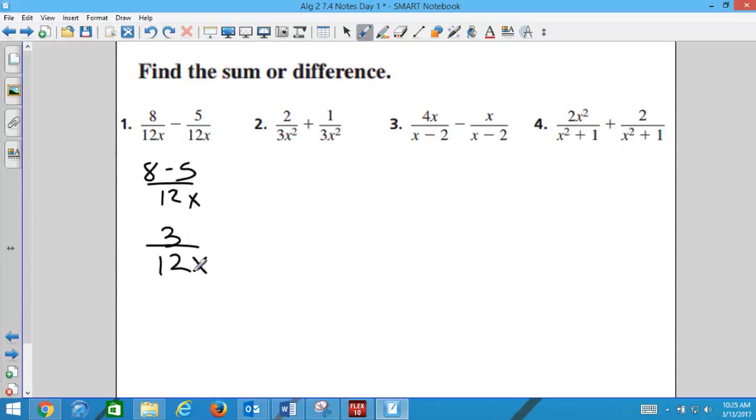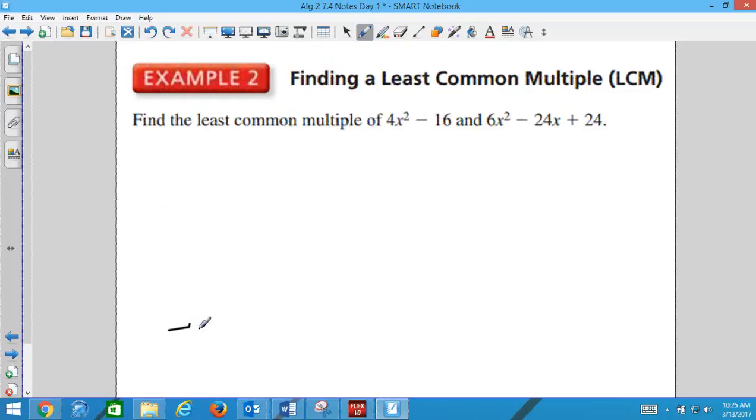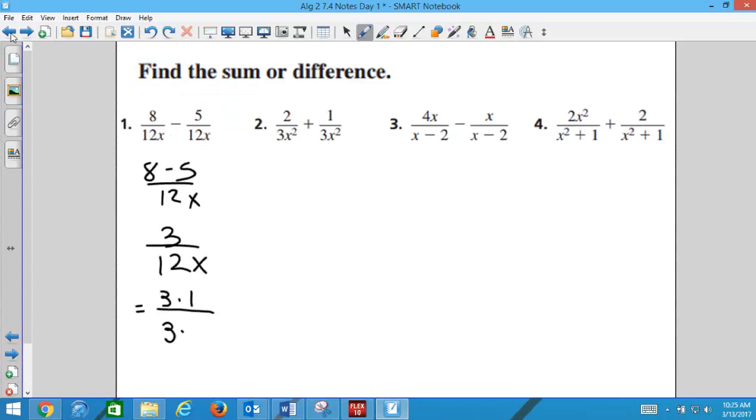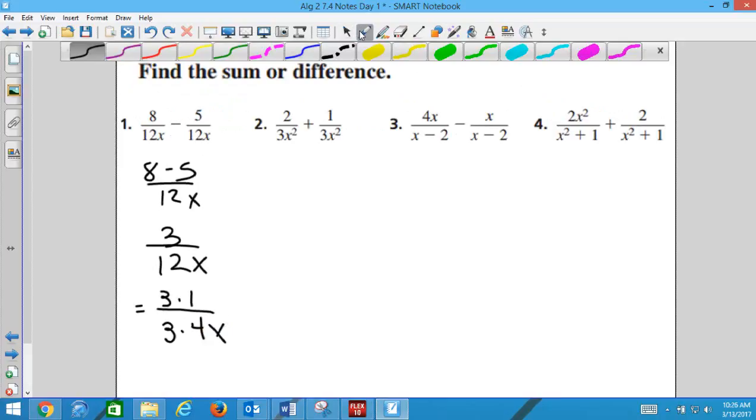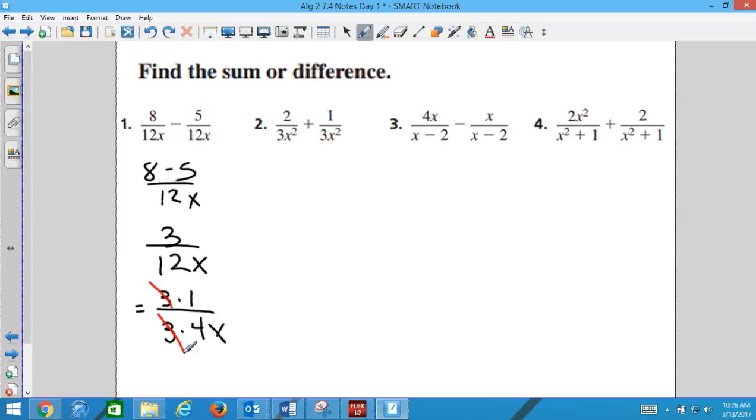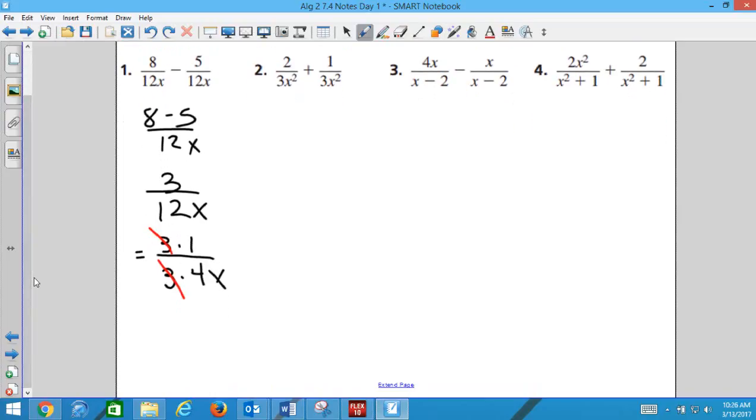Some of us forgot to factor it though. Some of us forgot to go one step further. 3 is the same thing as 3 times 1. And 12x is the same thing as 3 times 4x. So then once you factor it, you can cancel out the 3's. One over 4x. And make sure that it is obvious that the 4 and the x are in the denominator together. All right, number 2.